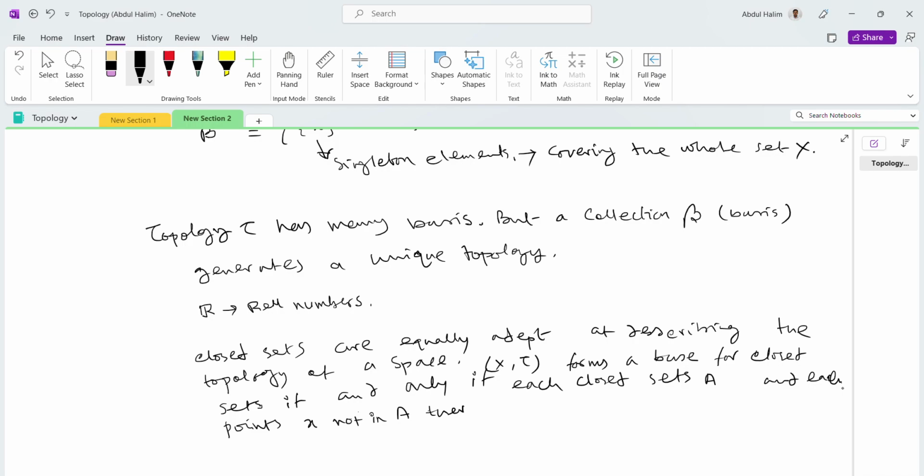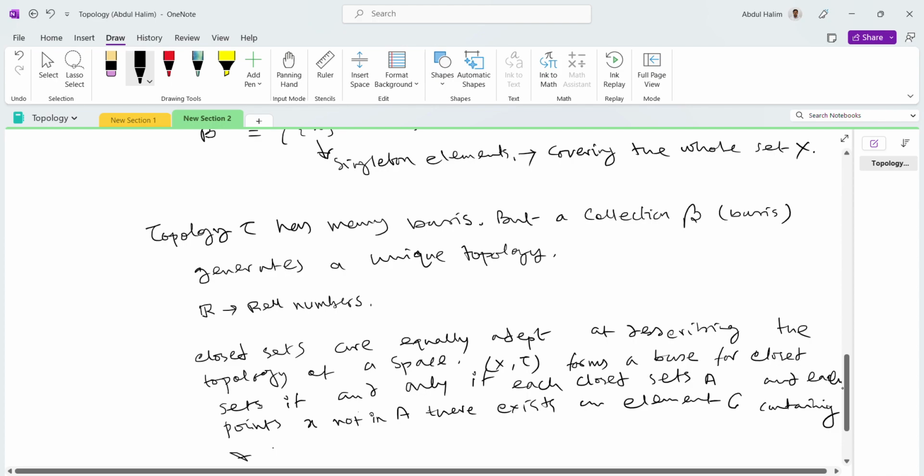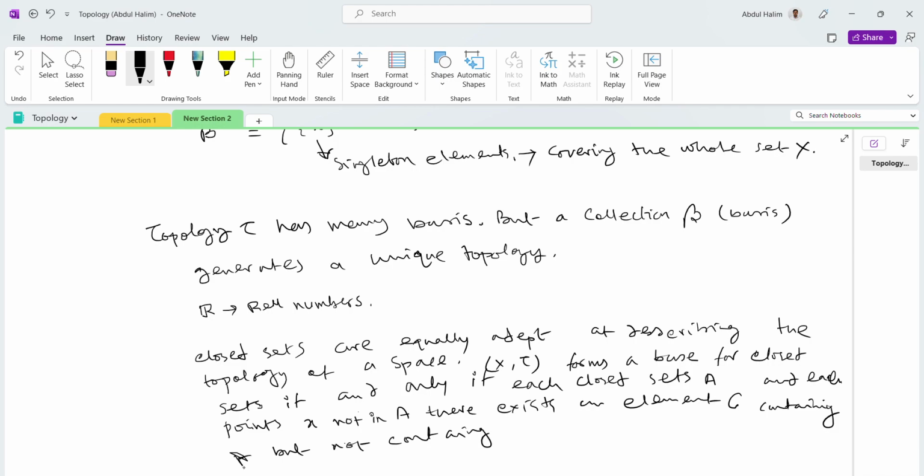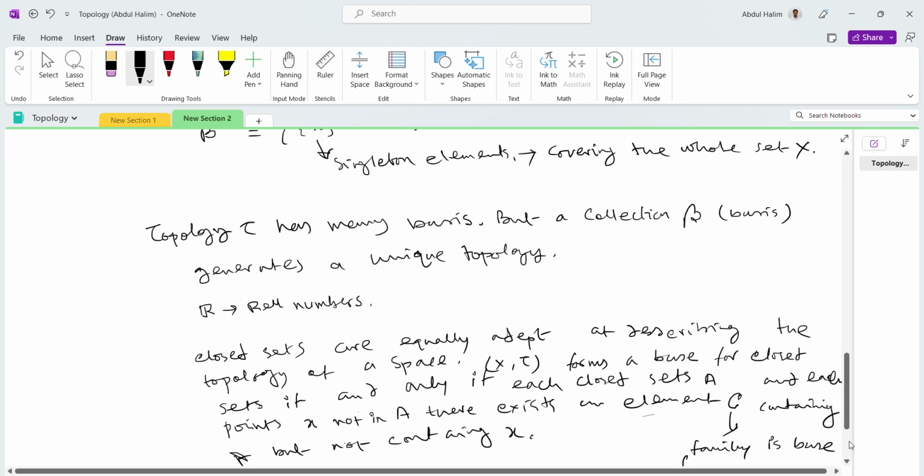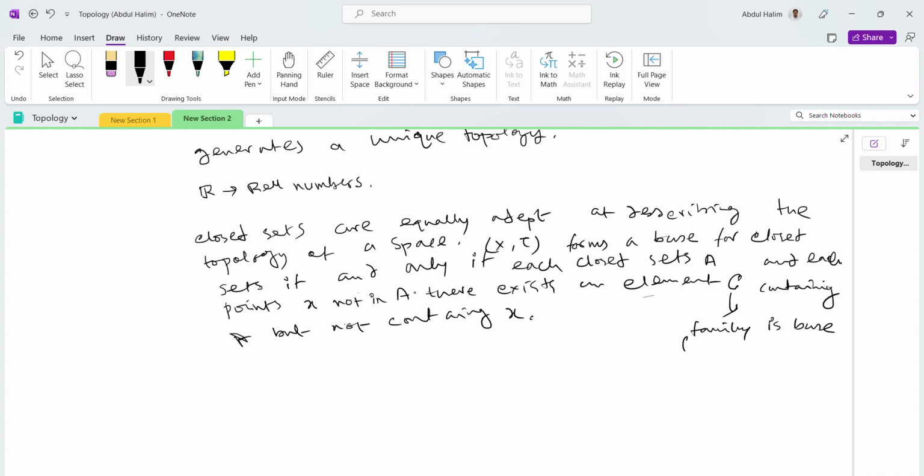points x in X and not in A, not in A. So there exists an element, call it C, containing A but not containing x. A family C is the base for the closed sets.